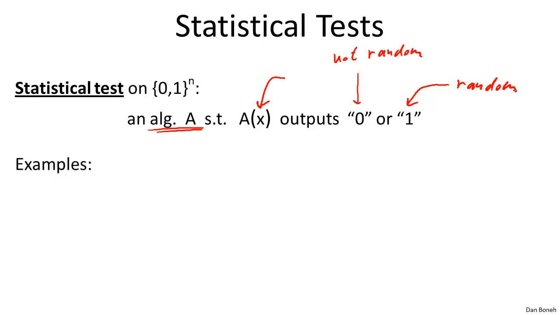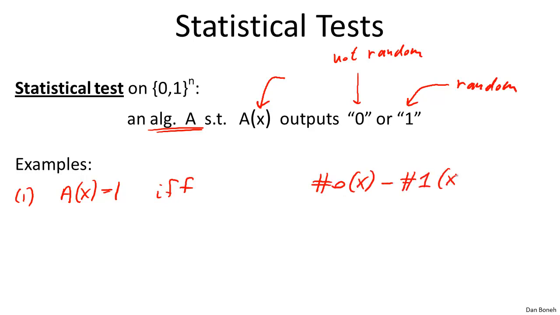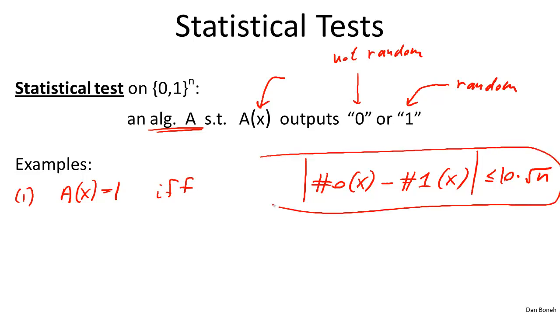Let's look at a couple of examples. The first example uses the fact that for a random string, the number of zeros is roughly equal to the number of ones. The statistical test is going to say 1 if and only if the difference between the number of zeros in the given string x and the number of ones in x is less than 10 times the square root of n. If the difference is less than 10 times the square root of n, the statistical test will say, hey, the string x looks random. If the difference happens to be much bigger than that, it starts to look suspicious, and the statistical test will say, hey, the string you gave me does not look random. This is our first example of a statistical test.